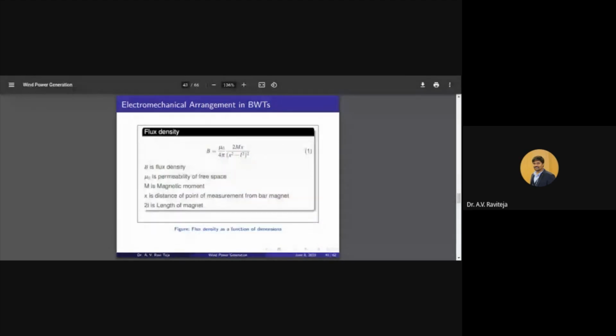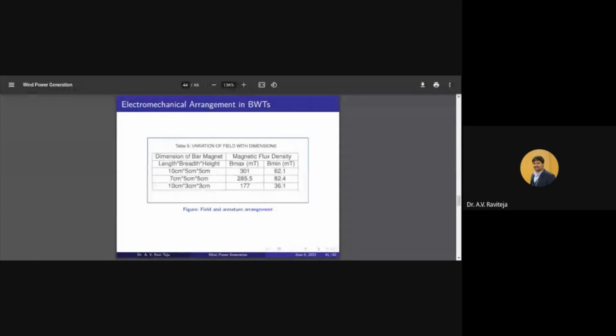The same we have observed in the results as well, and verified it. And then what about the length, breadth and height? If I change the dimensions of the magnets, how do they affect the flux profile or field profile? So we changed different dimensions. As you can see here, from first to second, we changed only the length. If we reduce the length, we have a reduction in B max and B min also increased.